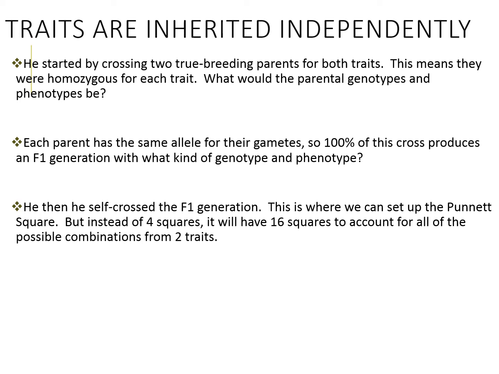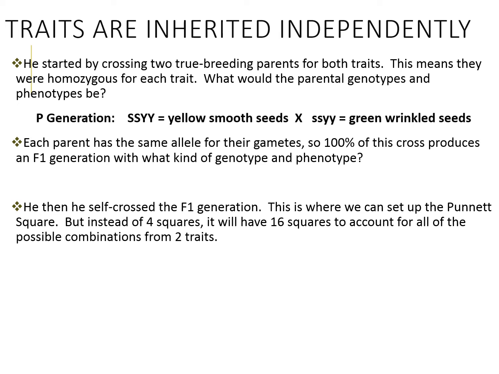He started by crossing two true breeding parents with both traits. So this means they were homozygous for each trait, the parents, that is. What would the parental genotypes and phenotypes be? Here we go, P generation.